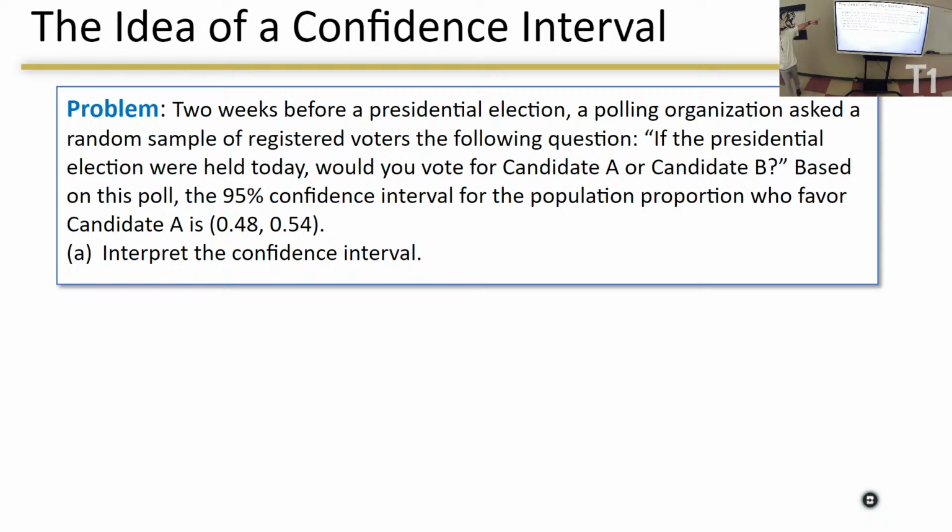This is in your notes. Two weeks before the presidential election, a polling organization asked a random sample of registered voters the following question: If the voting was held today, would you vote candidate A or candidate B? The 95% confidence interval for the proportion, I told you guys, look, proportion. You're not going to have to get confused on whether this is categorical or numerical data. They're going to tell you in the problem. It is 0.48 to 0.54. Interpret this confidence interval.